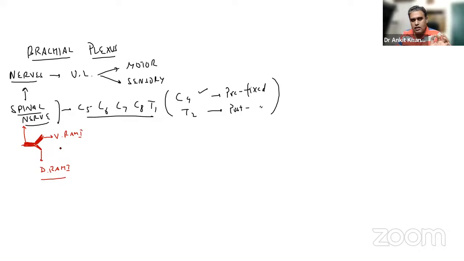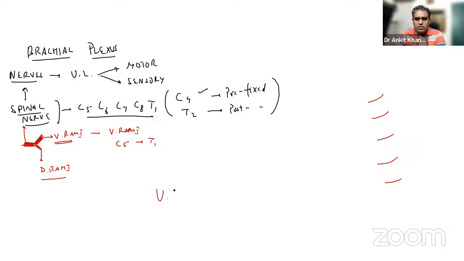So the entire body except that area is supplied by ventral rami. So when anyone says C5 to T1, for technical purposes you should know that it is the ventral rami of C5 to T1 which is forming the brachial plexus. So now the nerves are starting to come out from the cervical vertebrae. They are C5 to T1. So they will come out like this. There's C5, there's C6, there's C7, there is C8 and T1.